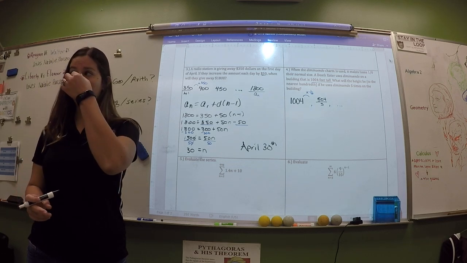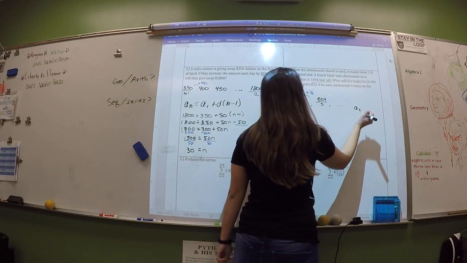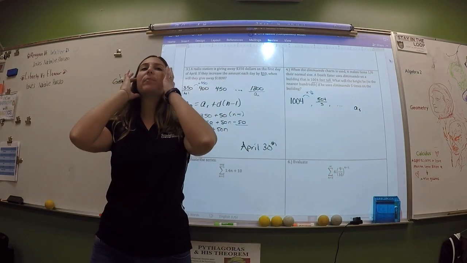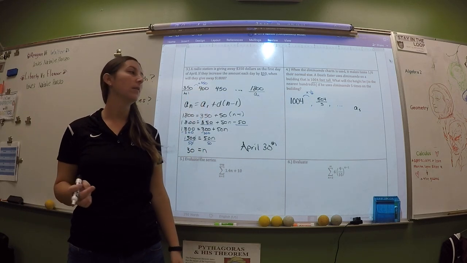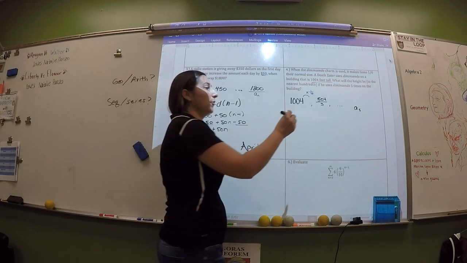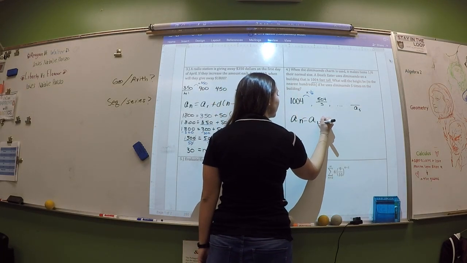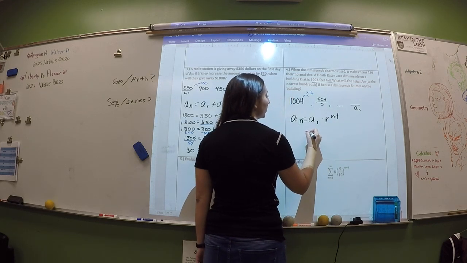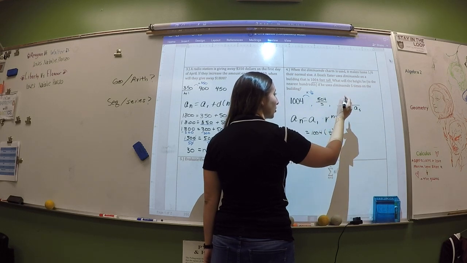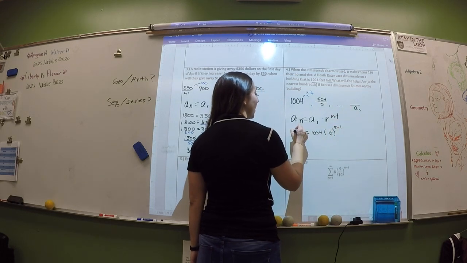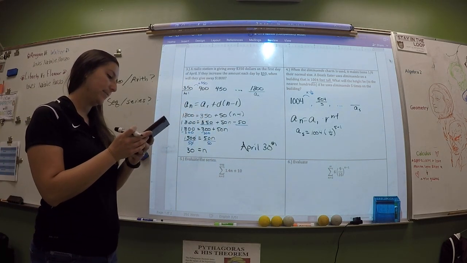We're looking for the last term. So we are looking for a term in the future. We already said it was geometric, so we're using this formula. We know the first term is 1,004. The ratio is 1/6. And we're looking for term 5, so that's 5 minus 1 for the exponent.